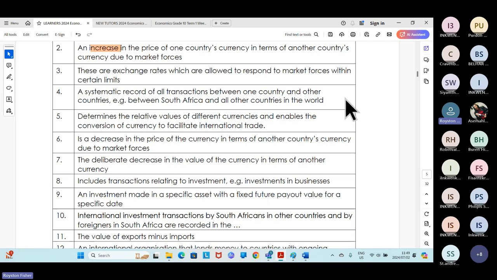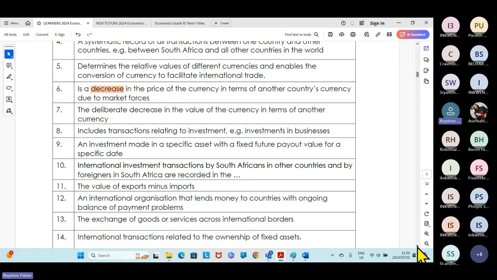Number six is a decrease. So number two was an increase, so that was appreciation. So a decrease is a depreciation in the price of the country's currency in terms of another country's currency due to market forces. So that is depreciation. So let's just acknowledge who got it right so far.